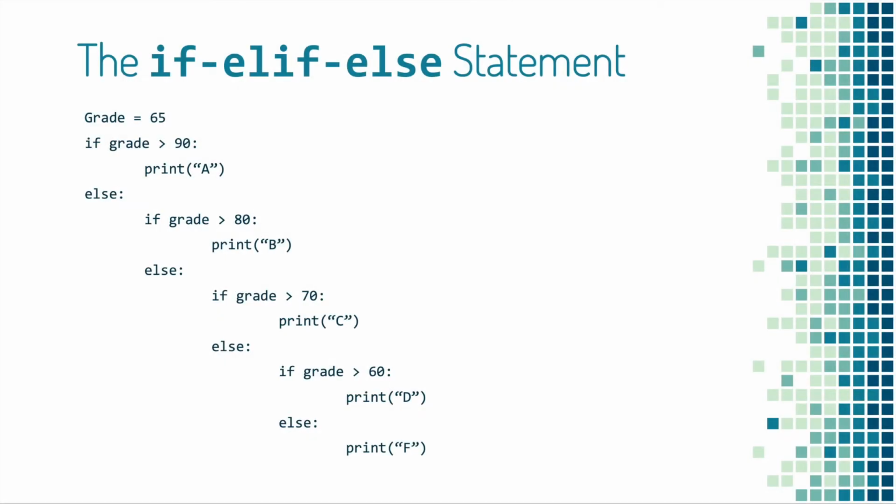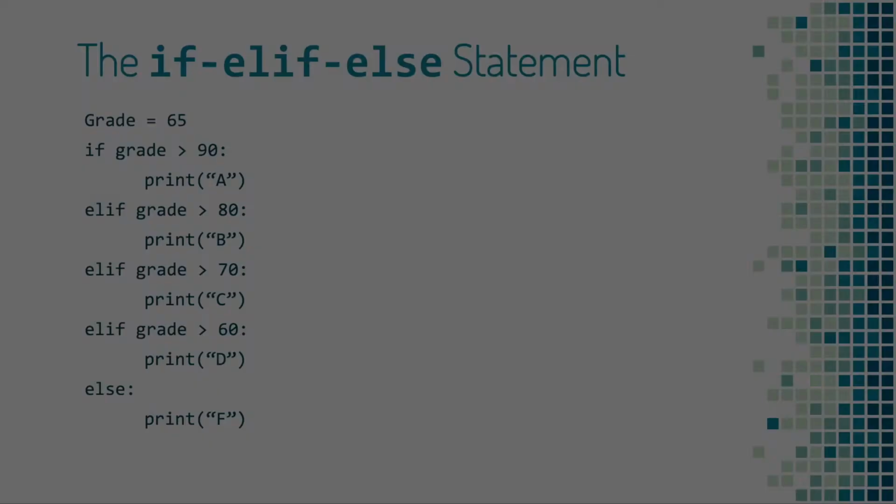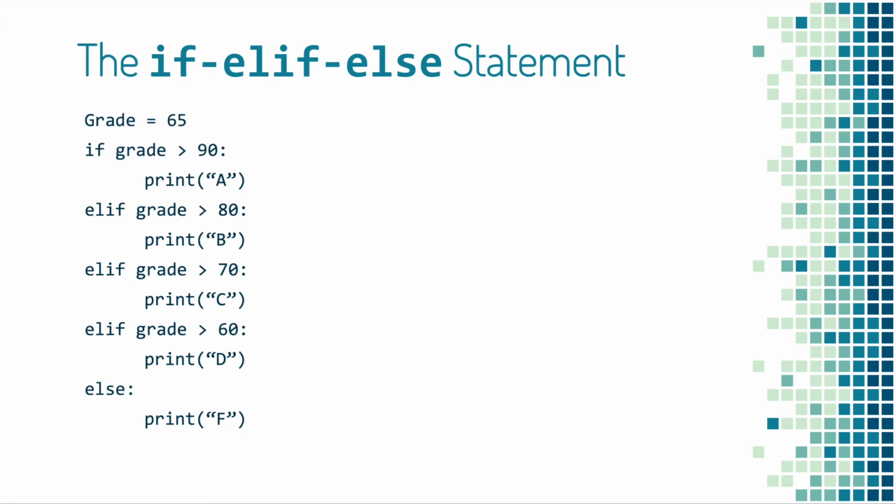So here's an example of an actual grade calculator. We say if grade is 90, print A. Else, if the grade is 80, print B. Else, if the grade is 70, print C. Else, if the grade is 60, print D. Else, print F. So you can see how we're starting from the left side, and we're slowly working our way to the right. If we keep going with this structure, eventually we're going to go all the way off the screen. However, if we use the if, elif, else statements, it looks like this now.